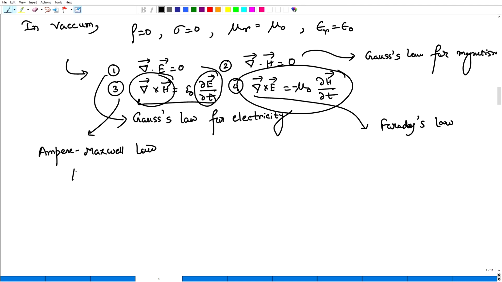So, first now let us take the curl of our equation 3. Okay. So, it will be, we can write in this way.